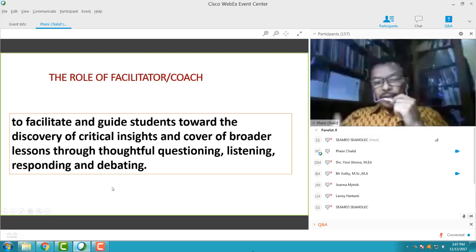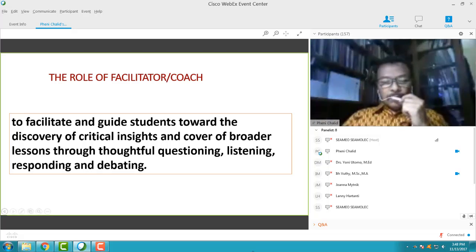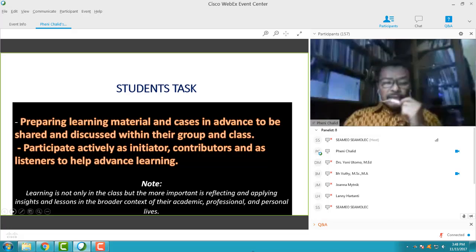That is a kind of sequential capacity that has to be developed by the student. So the student task is preparing learning material and placing it in a form to be shared and discussed with their group and class. If there are several classes outside, then they have to bring it into the class.